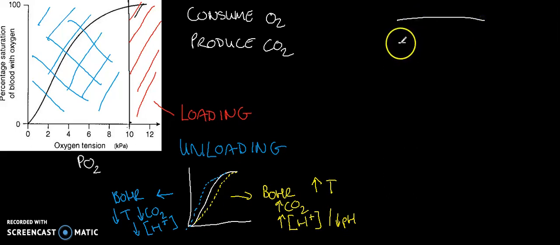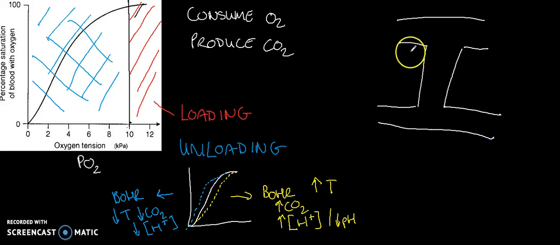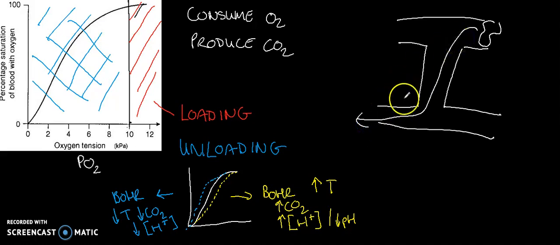So if we're looking at a capillary bed, here's your through flow capillary, and of course you've got other capillaries either side of this, but you got your red blood cell, and it's working its way through this capillary bed. What's happening inside this capillary bed? Let's say you're doing a bit of exercise.